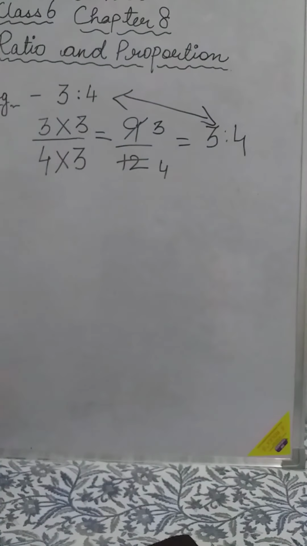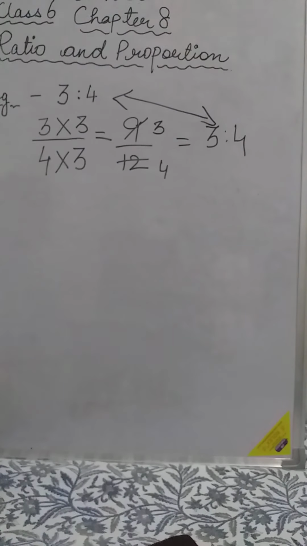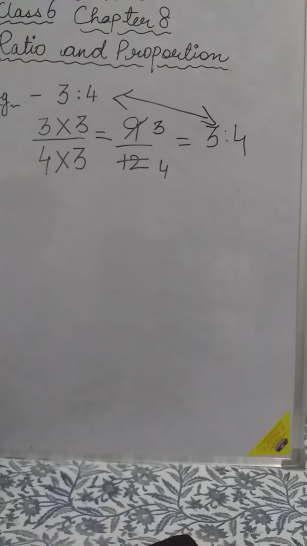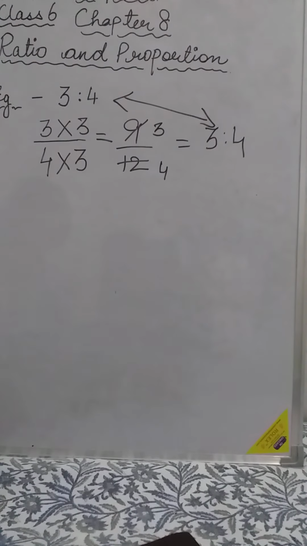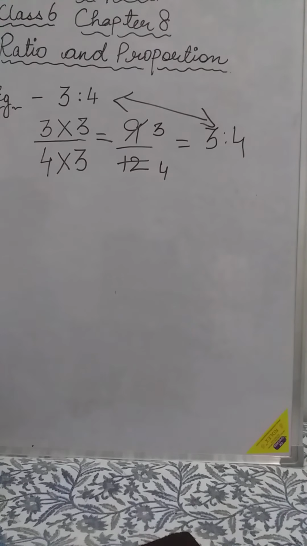The answer is going to be the same as your question. So if you multiply or divide both numbers given in the ratio by the same number, you are going to get the same answer. The ratio will remain unchanged.